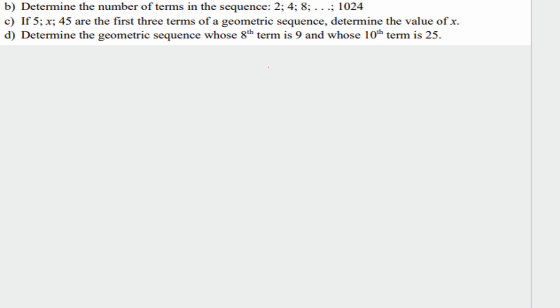Let me just write this sequence here. It's 2, 4, 8, moving forward all the way to 1024.